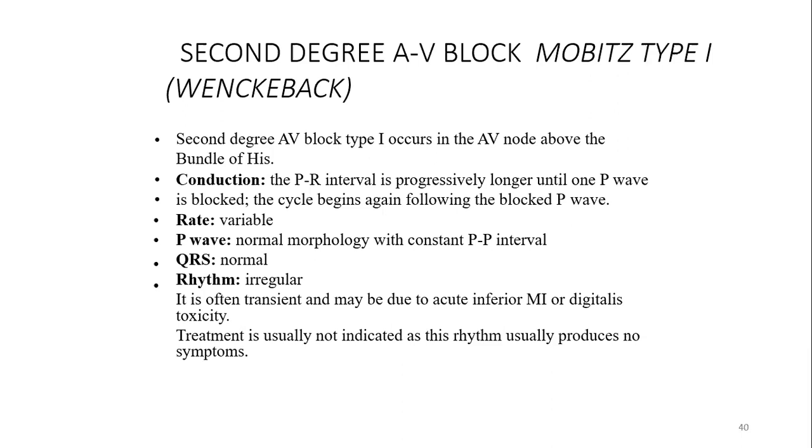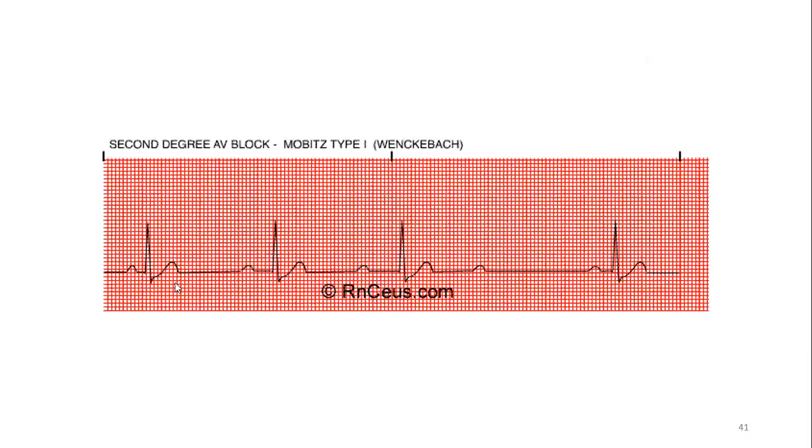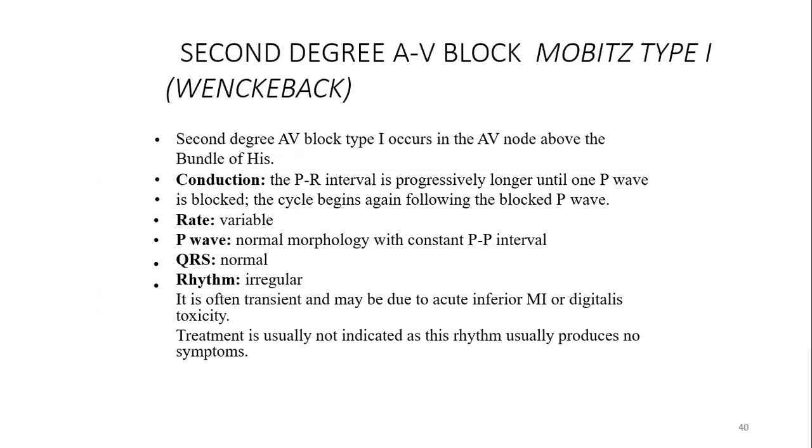So what this simply means is that you have a PR interval that is more than 5 small boxes, and then the next one is even more than that. So you see the PR intervals continue to get longer until you see a P wave and then there's no QRS complex. So that's Mobitz type 1, second degree AV block type 1.